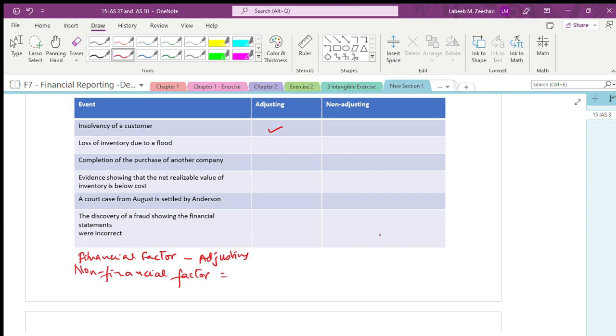Loss of inventory due to flood. See, are two parties involved? No. Here two parties are involved? Financial factors and two parties, then there will be an adjustment. Then we have to see loss of inventory due to flood. It is not two parties. It has been loss due to fire. If that is the case, we cannot adjust it. We have to show it in the current year. We should not show it in the past year.